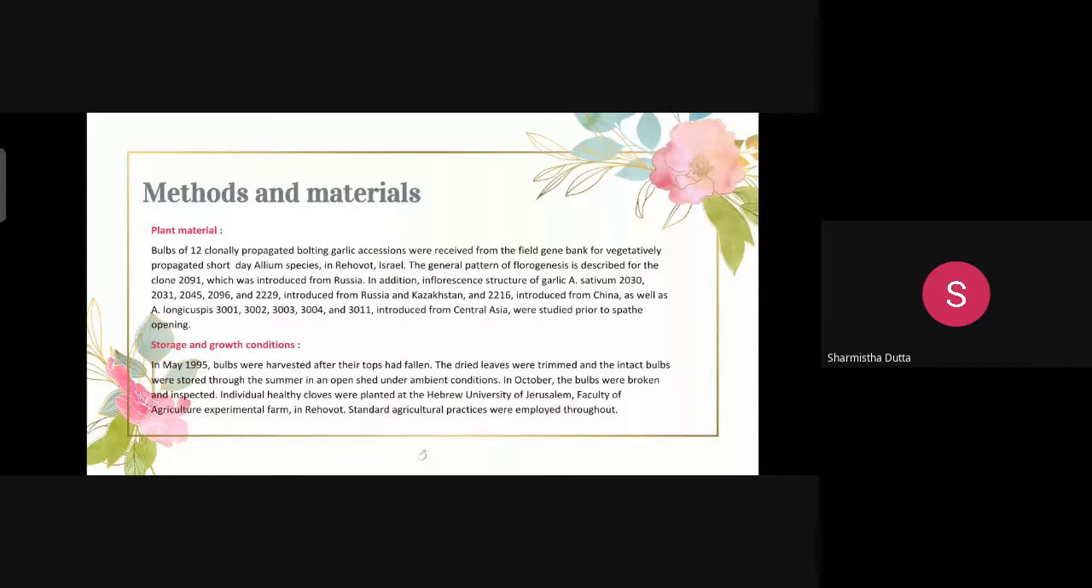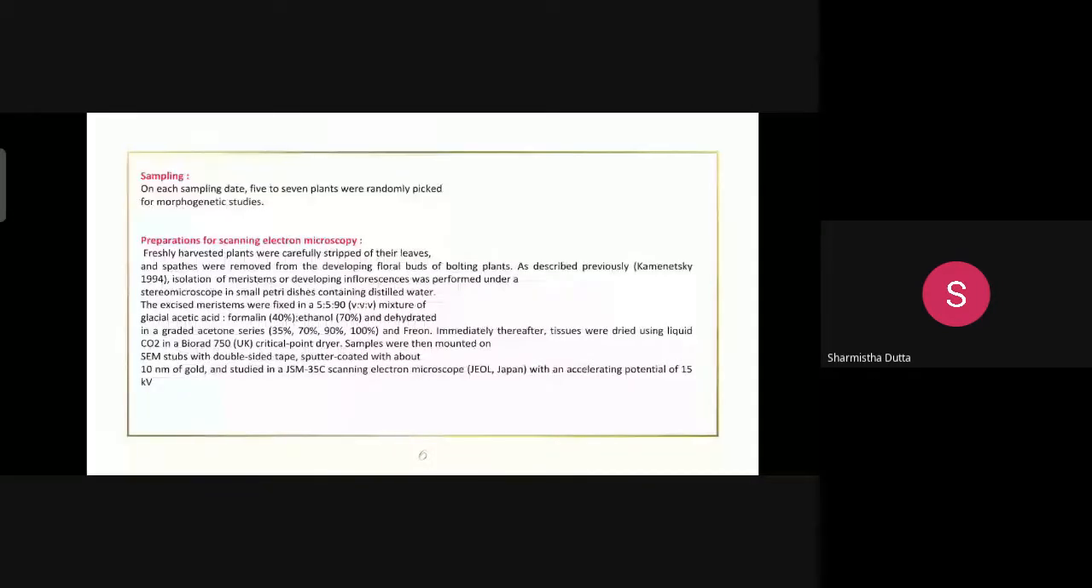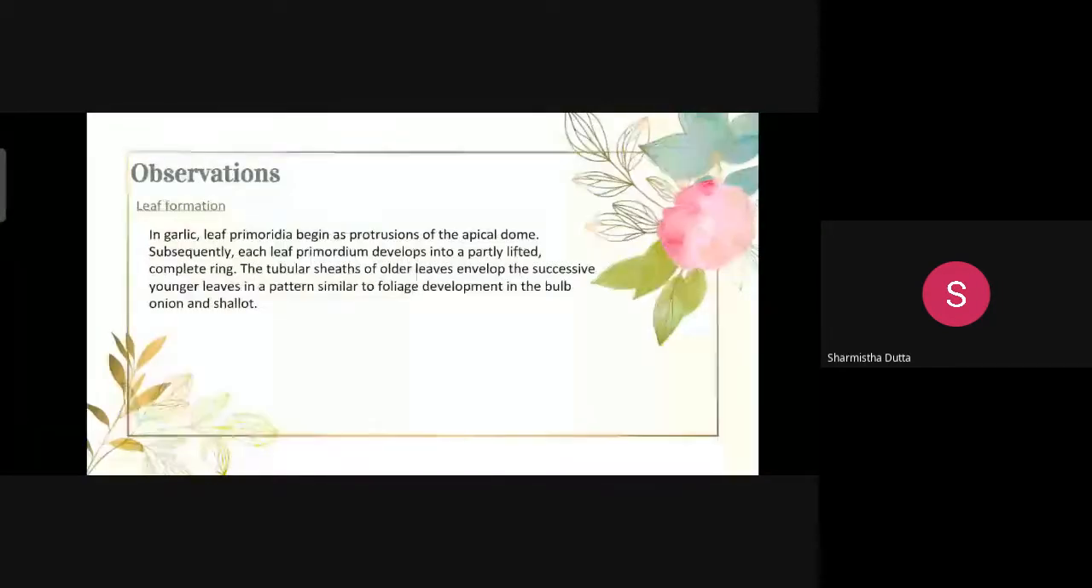And storage and growth conditions. Go to the result slide. Okay. Observation.